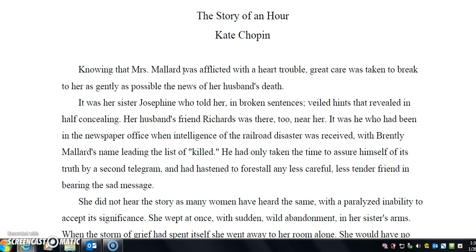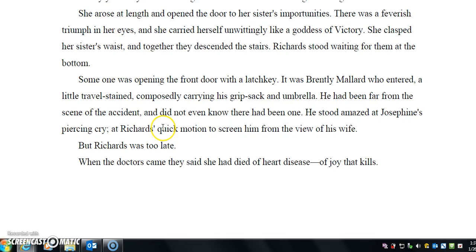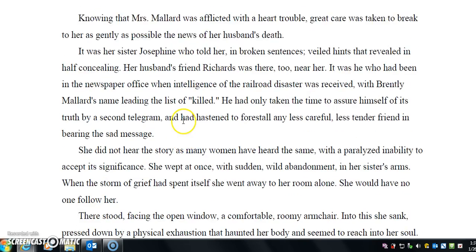Her husband travels for work, and during this time period, one of the most popular modes of transportation is the railroad. It's taking the train to get from point A to point B. And apparently, Mrs. Louise Mallard's husband, I think his name is Richard. No, not Richard. Brantley. Yes, Brantley. Apparently it was reported that her husband Brantley was killed in a train accident. And the news is brought to her by one of his friends, Mr. Richards.